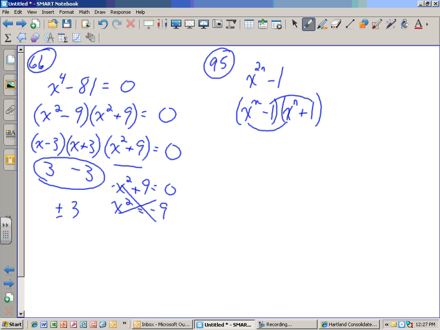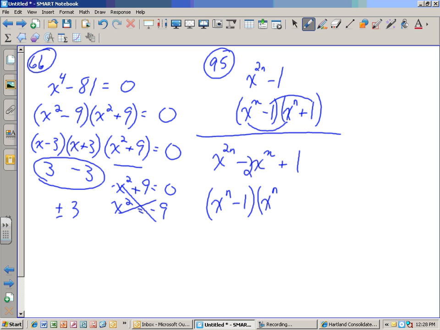For the next problem, 96, we have x to the 2n, minus 2x to the n plus 1. When I factor that, it's going to be x to the n minus 1 times x to the n minus 1, or x to the n minus 1 quantity squared.